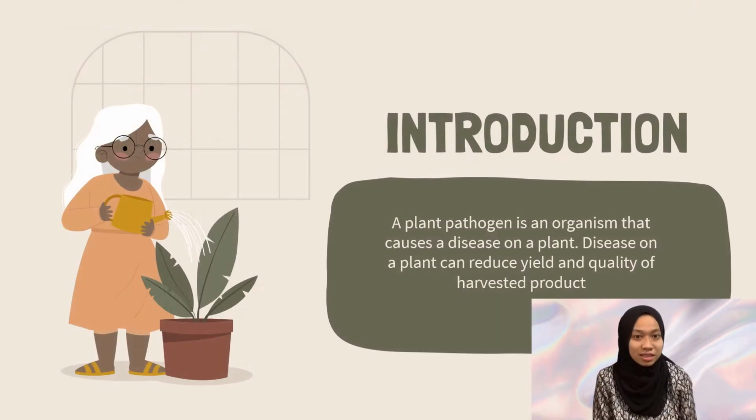Did you see the pretty patterns on the plant on the first slide that I showed you? Well, it may look pretty, but actually it can cause harm to the plant. So, what is a plant pathogen? A plant pathogen is an organism that causes disease on the plant. Disease on the plant can reduce yield and quality of harvested product. This is actually not very good as plants are our major source of food.